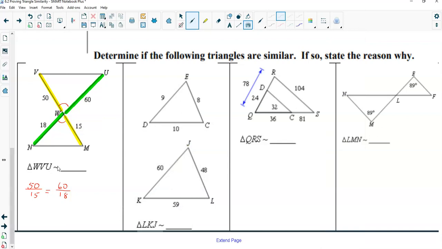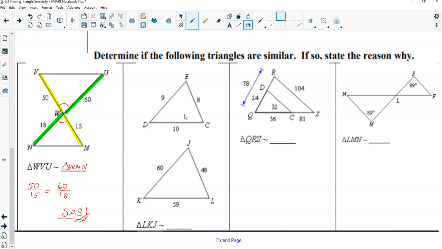So then I just have to write my similarity statement. Remember to write the triangle symbol first. Don't just write the 3 points. Make sure you have this symbol. So triangle W, V corresponds to M, W to W, so it will be W, M, and then N. Okay, and by what? If so, state the reason why. Well, it would be by side, angle, side, right there.